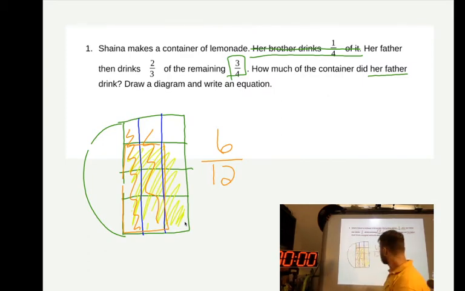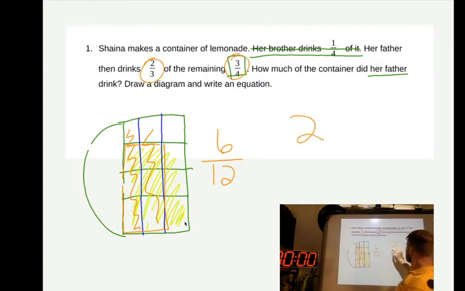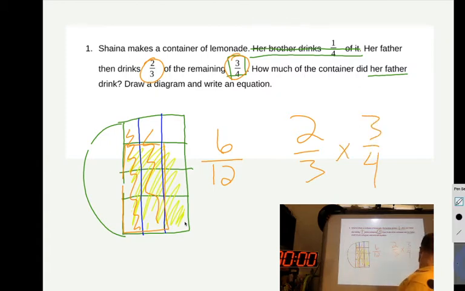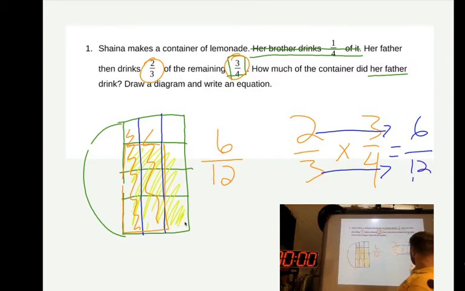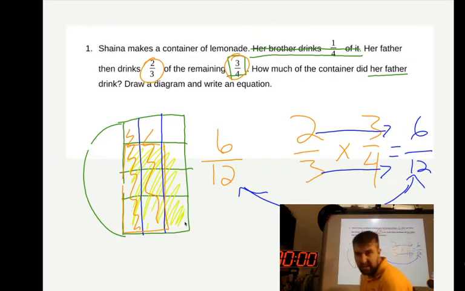So what equation does this have? This would be 2/3 times 3/4. We know we can solve this by multiplying straight across the numerator. 2 times 3 is 6. 3 times 4 is 12. Are our answers the same? Is 6/12 equal to 6/12? Yes, it is. Awesome. All right.